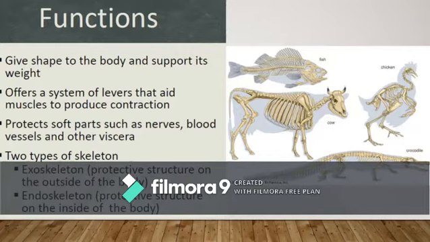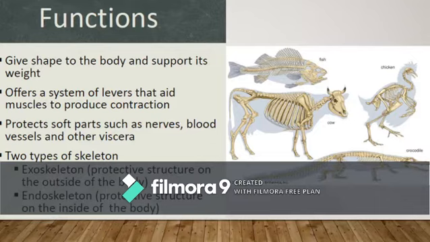So what are the main functions and general organization of the skeletal system? Actually, there are many functions of the skeleton. This includes giving shape to the body and supporting its weight. Like we have the vertebrae and our long bones in the inferior part, our legs, which support and receive all the weight of the body. It also offers a system of levers that aids muscles to produce contraction. Our arms are examples of a lever.